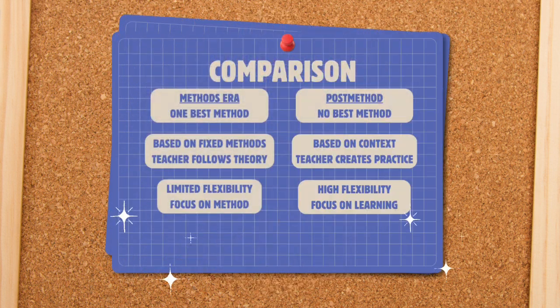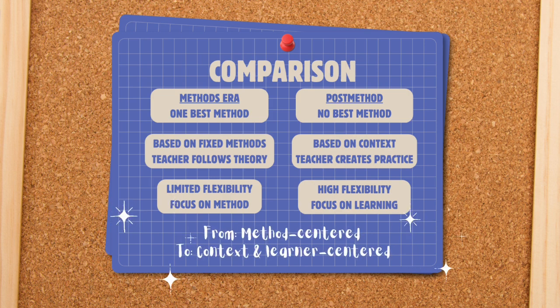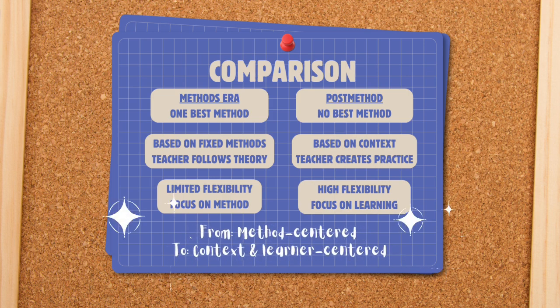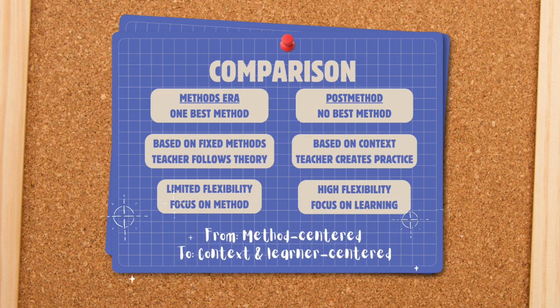So what's the difference? Methods era is fixed, while post-method is flexible. Methods focus on theory, while post-method connects theory with real practice. And most importantly, teachers now have more freedom to adapt. In the end, teaching has changed significantly. From focusing on methods, to focusing on learners and context. From rigid systems, to adaptive and meaningful teaching.